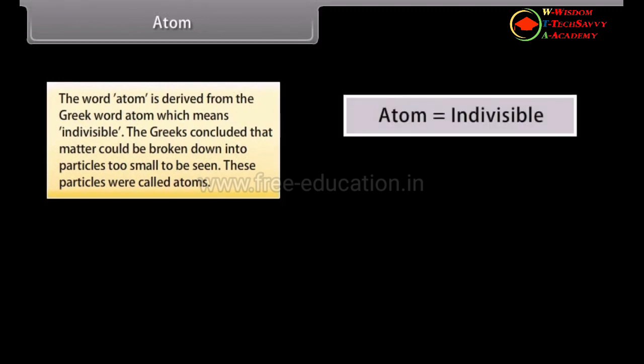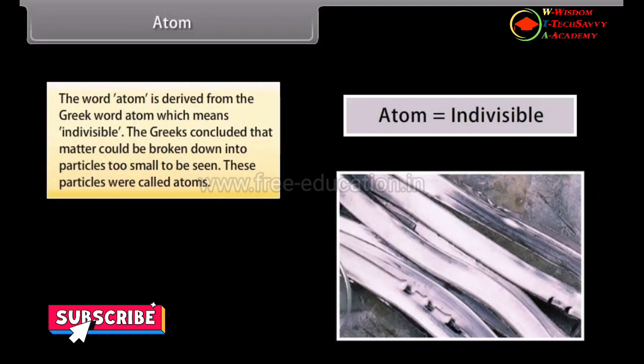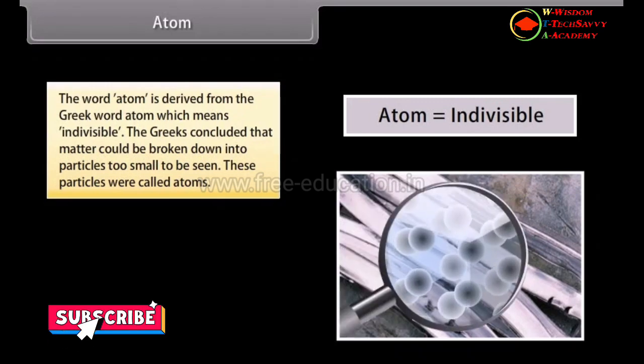Atom. The word atom is derived from the Greek word atom, which means indivisible. The Greeks concluded that matter could be broken down into particles too small to be seen. These particles were called atoms.